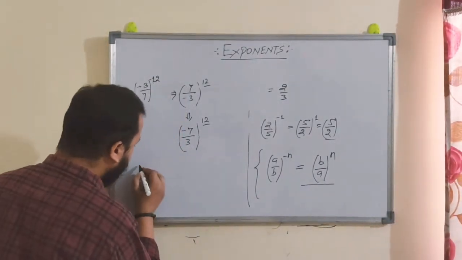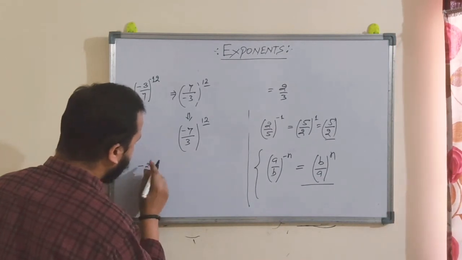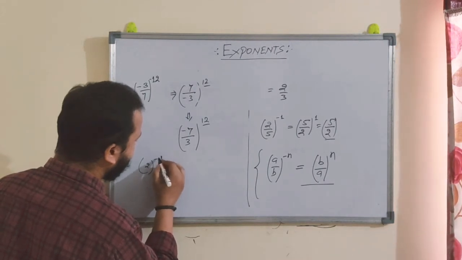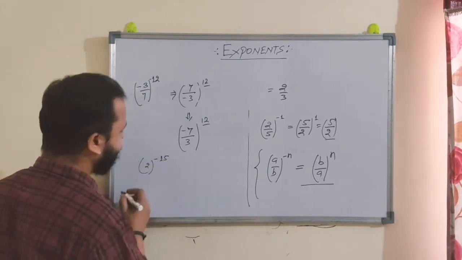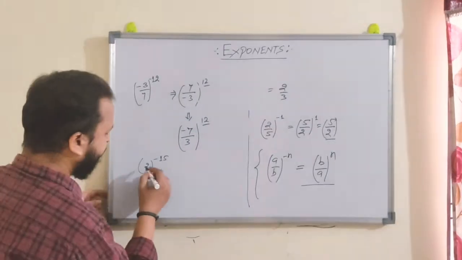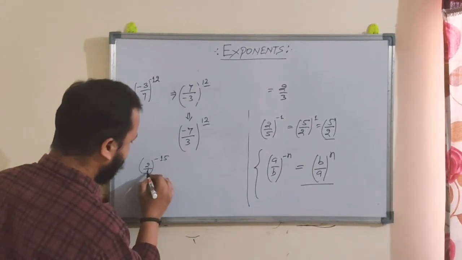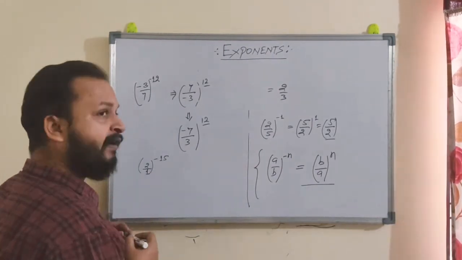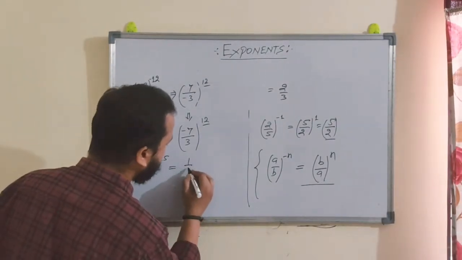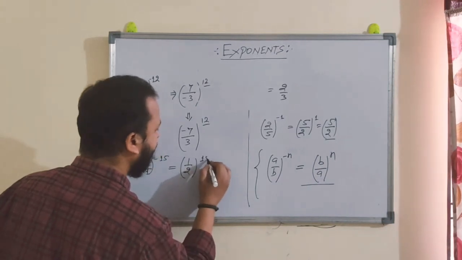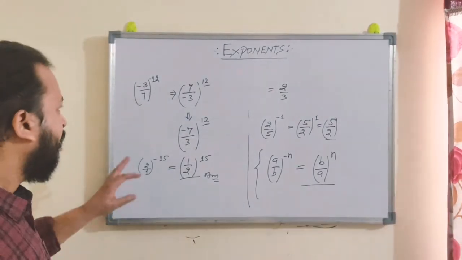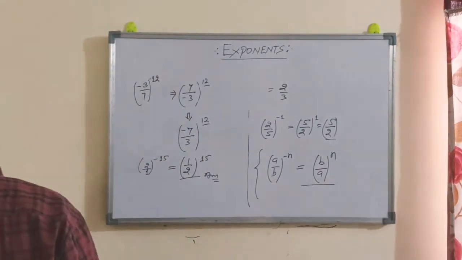Or suppose it is written like minus 2 to the power minus 15. So we know that any number can be written in p by q form. If any integer or real number is written, like 2, you can see it as 2 by 1. So you can write it as 2 by 1 to the power 15, and this is your answer. So this way we will do the reciprocal.